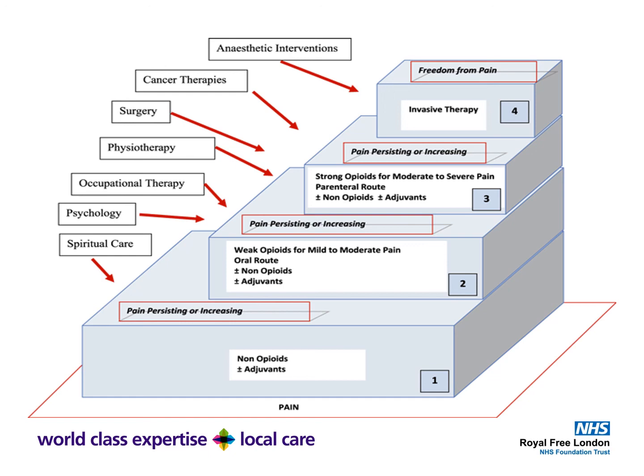For example, do they need specially modified knives and forks? Do they need a footstool? Do they need handrails at home so that they are not having to pull themselves up or push themselves off a toilet, for example? Physiotherapy to increase muscular strength. Do they need cancer surgery? Cancer therapies, of course, which can cause pain in themselves, which I'll come into shortly, and then anaesthetic interventions such as nerve blocks or facet joint spinal injections.